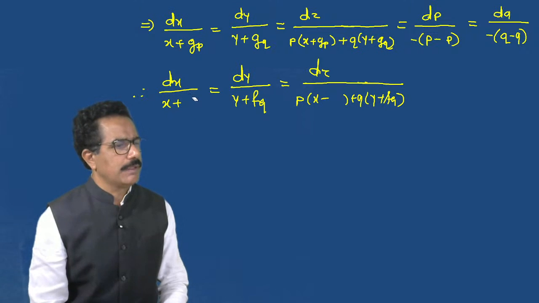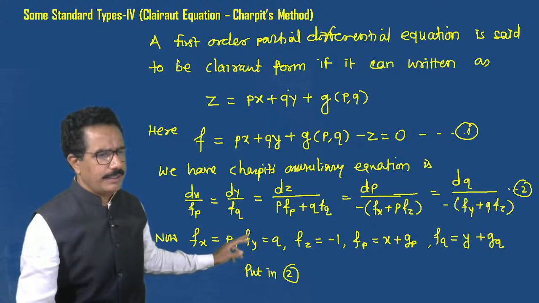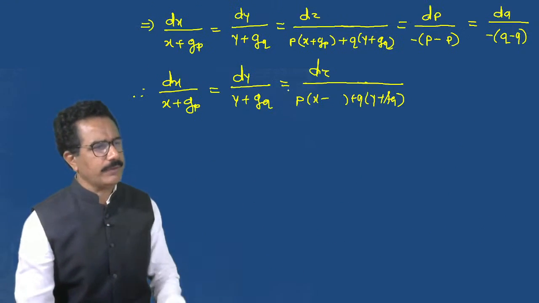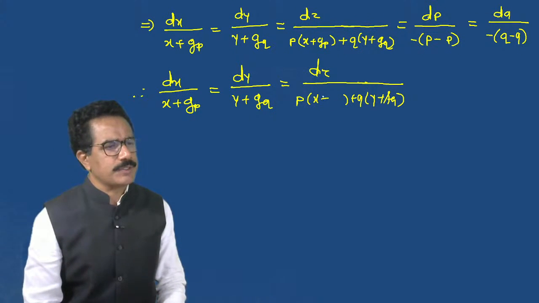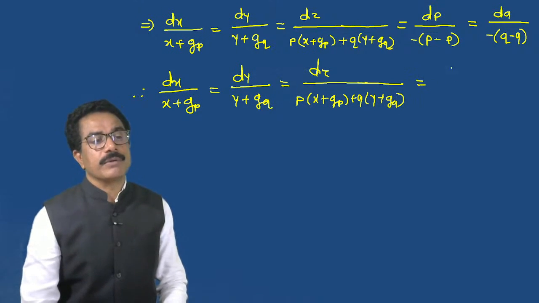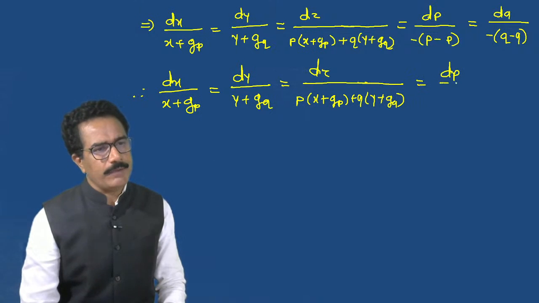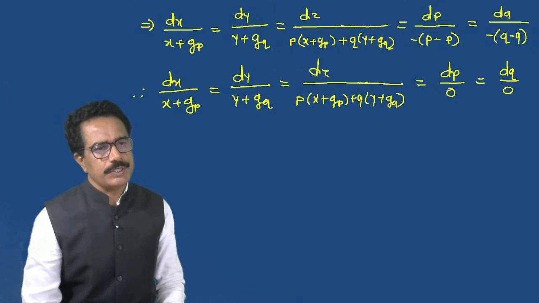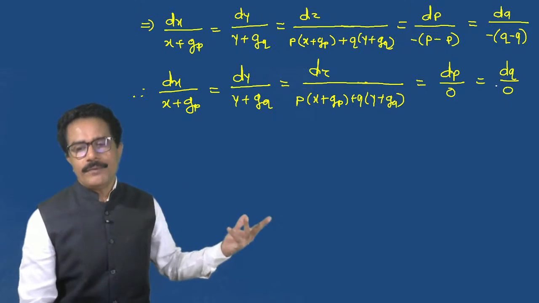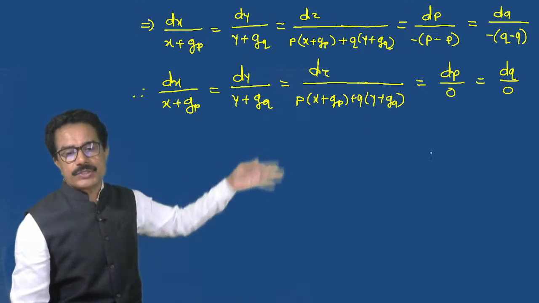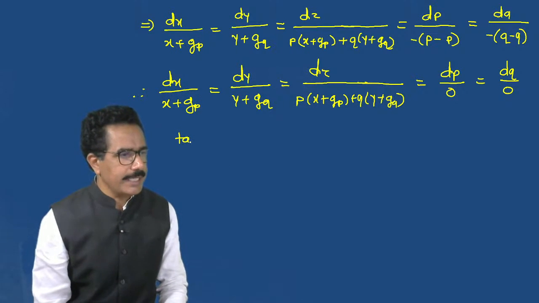gq, gp, gq. Is it okay? gq, very good. So we can write x plus gp plus q into gq. No problem, which is equals to, this is very important, dp divided by 0, which is equals to dq divided by 0.